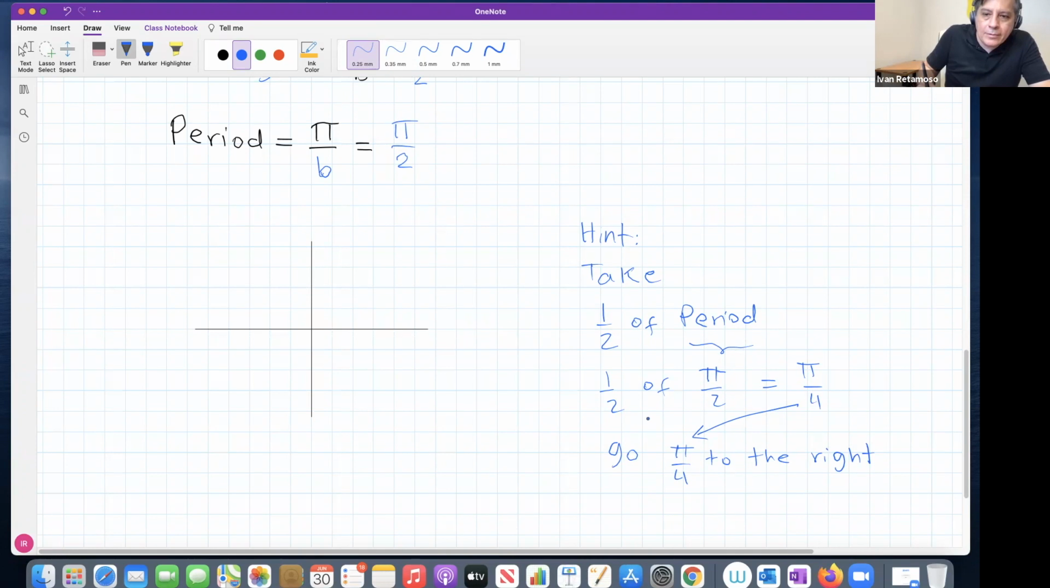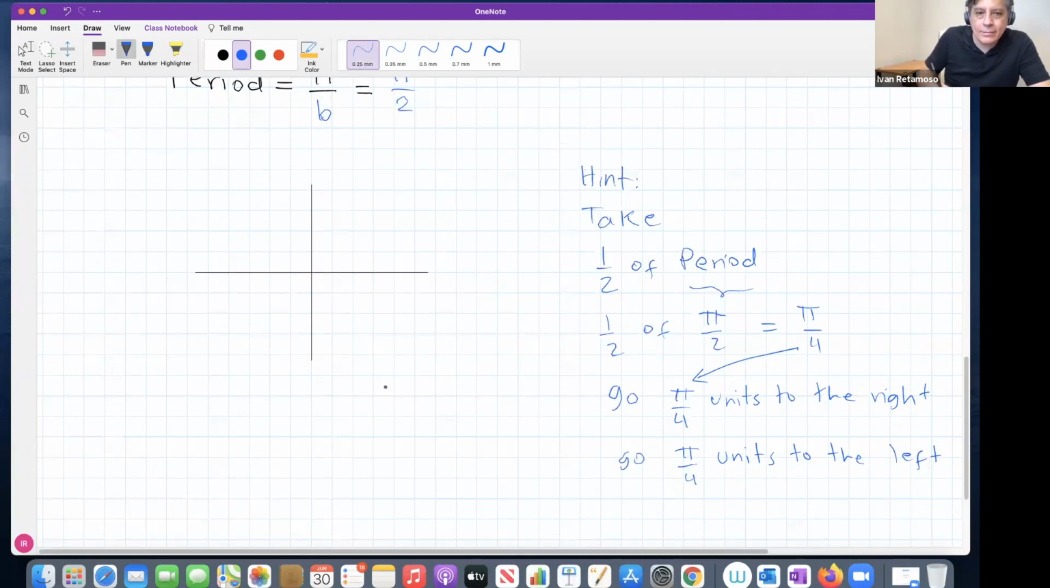So maybe we should put pi over 2 units, so I don't want to confuse anyone. Pi over 4 units to the right, and pi over 4 units to the left to set the vertical asymptotes, right? So look, from the center, let's say this is pi over 4 radians to the right, and pi over 4 radians to the left. You set the other vertical asymptote, right?